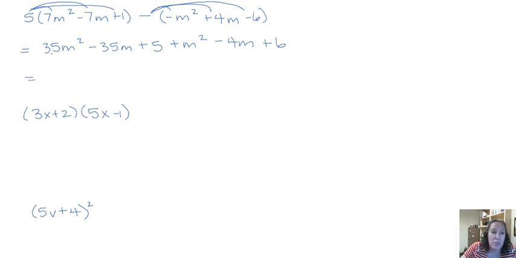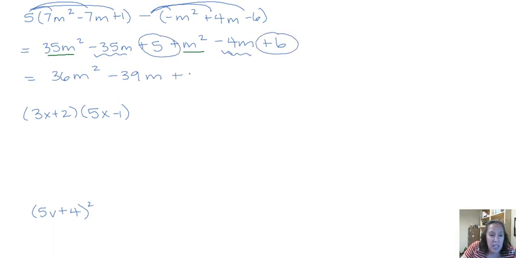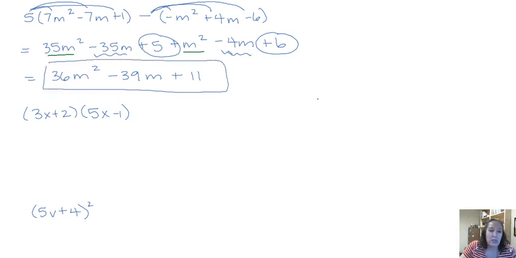We can combine like terms. We've got 5m squared and m squared. Those will combine to give us 36m squared. We have negative 35m and negative 4m. So when we combine those, we're going to add those coefficients. Negative 35 minus 4 is negative 39m. And then we have plus 5 and plus 6. That gives us plus 11 for our constant. And we are done.